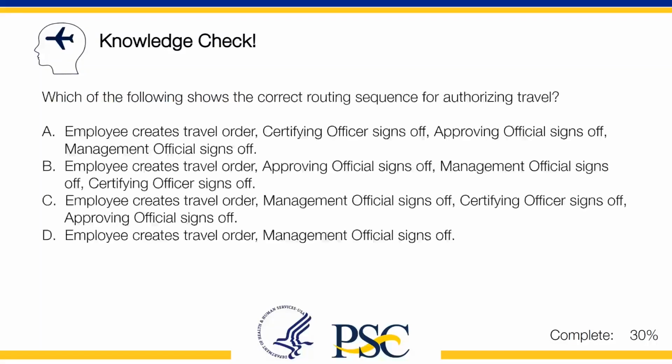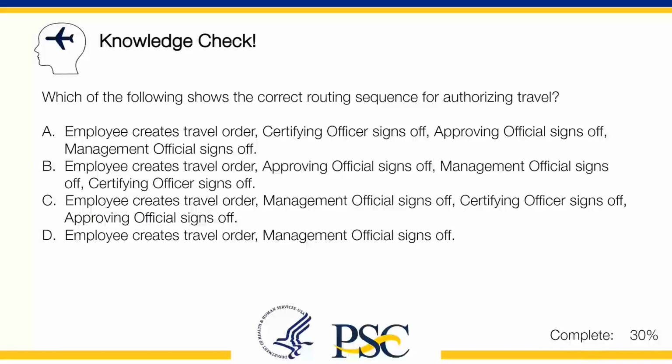Interim. Which of the following shows the correct routing sequence for authorizing travel? A. Employee creates travel order, certifying officer signs off, approving official signs off, management official signs off. B. Employee creates travel order, approving official signs off, management official signs off, certifying officer signs off. C. Employee creates travel order, management official signs off, certifying officer signs off, approving official signs off. D. Employee creates travel order, management official signs off.